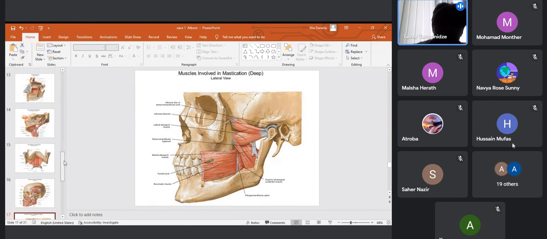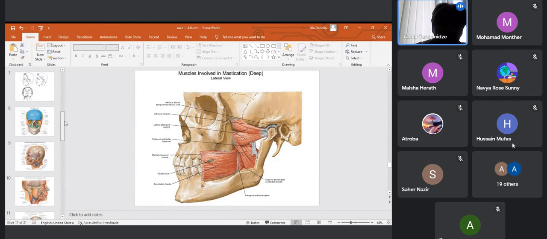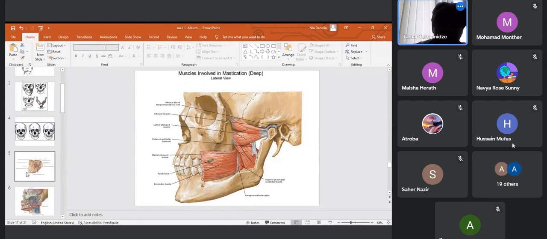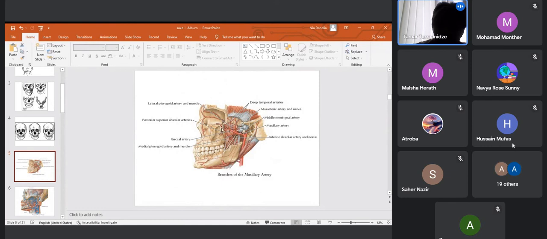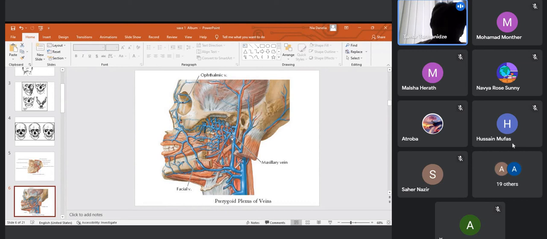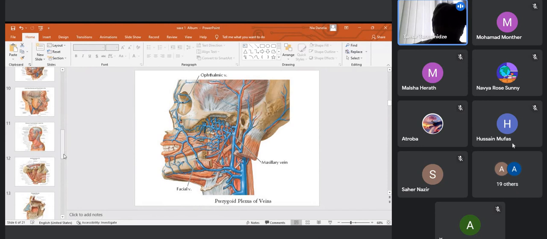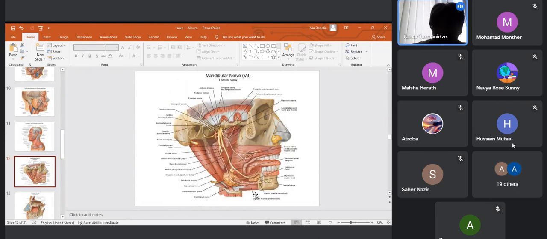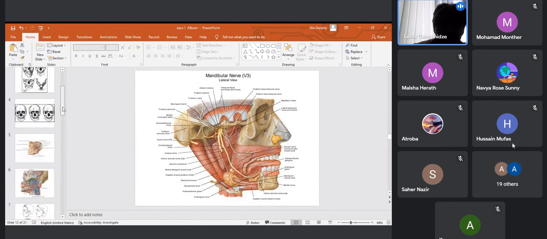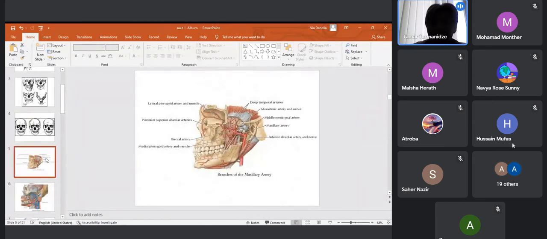Main vessels and nerves of the deep region are the maxillary artery, pterygoid venous plexus and maxillary vein, and the mandibular nerve, the trunk of the mandibular nerve. Now let's start from the artery. The main artery of the deep region of the face is the maxillary artery, which is a branch of the external carotid artery.